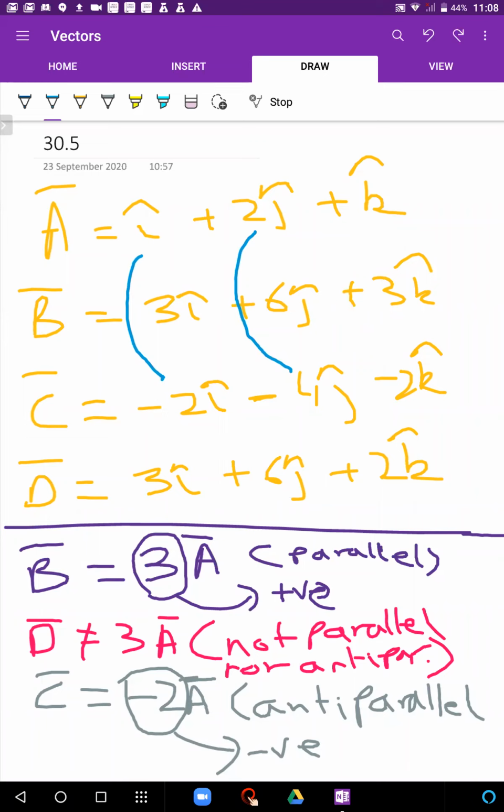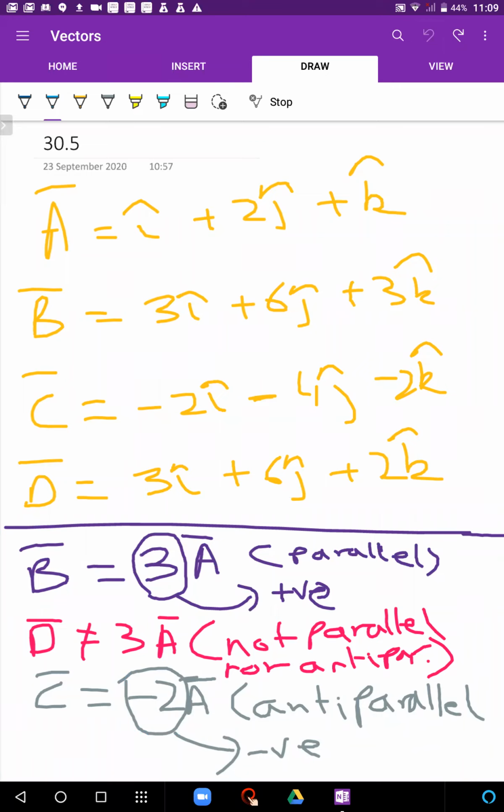So again, C bar's each term bears a ratio of -2 with A bar's each term. Therefore, C bar is perfectly -2 times A bar. You can take -2 common and you will have I plus 2J plus K, meaning you'll have A. So you can write C bar as -2 A bar. And therefore, in this sense, we'll say C bar is anti-parallel to A bar. So B bar is parallel to A bar, C bar is anti-parallel to A bar.